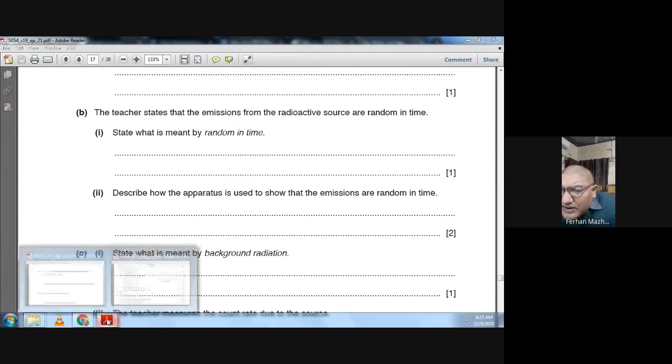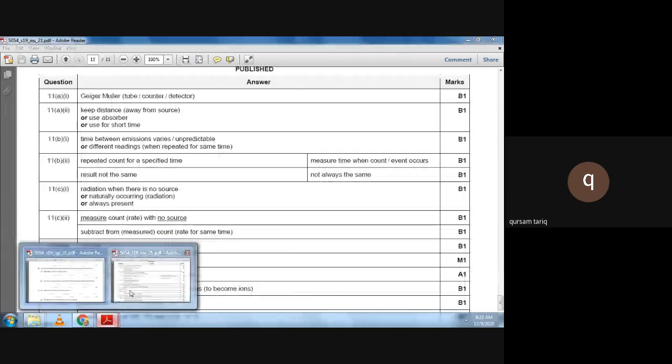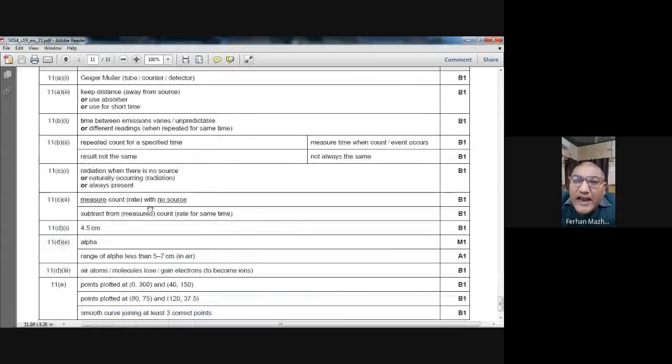Do you understand what I'm saying? Yes. The marking scheme says the time between emissions varies, is unpredictable, or gives different readings when repeated for the same time. So if you are taking readings from the GM tube of radiation coming out of a sample at equal intervals of time, the reading every time will be a little different from each other. So it's unpredictable. You cannot predict how much radiation will come out.